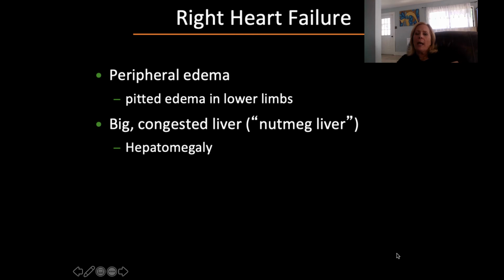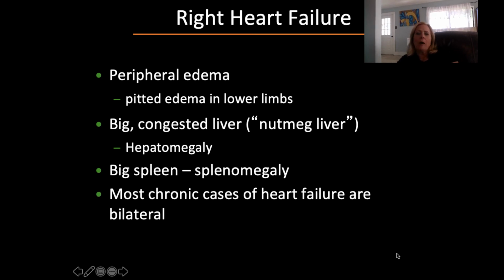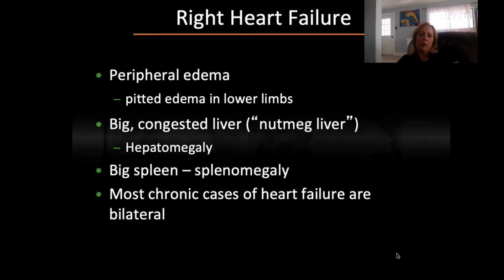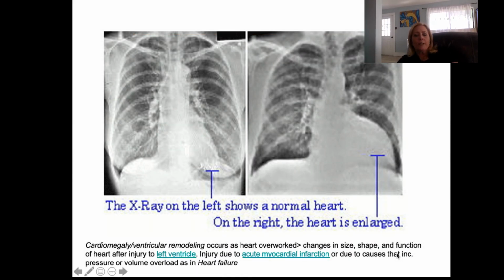You also have a congested liver, which is hepatomegaly, and something that's referred to also as nutmeg liver, splenomegaly, which we talked about. And most chronic cases of heart failure are bilateral. Usually you see left heart failure leading to right heart failure. So this is just an x-ray. It shows on the left a normal heart, and then on the right you can see an enlarged heart. So this is just normal, this is enlarged here.